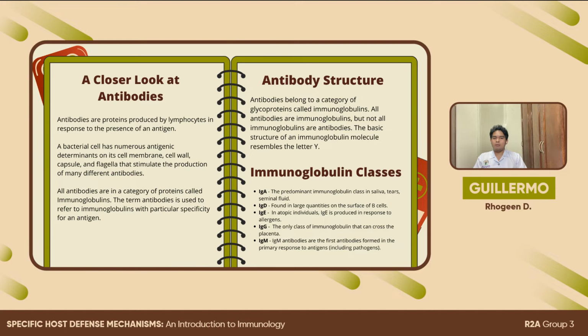IgM. IgM antibodies are the first antibodies formed in the primary response to antigens, including pathogens. Although IgG antibodies later become the most prevalent class, IgM antibodies are relatively short-lived, remaining in the bloodstream for only a few months. Because of its large size, IgM does not cross the placenta.